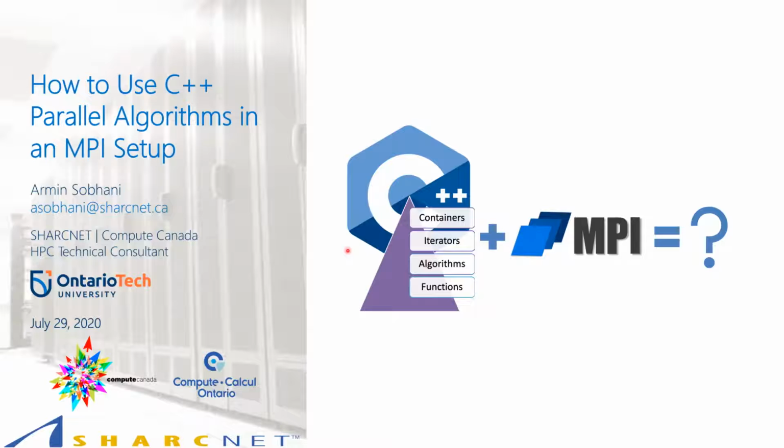Today's topic is about using C++ parallel algorithms in a distributed memory setup, or in other words, MPI, and see if it's even possible to do such a thing.